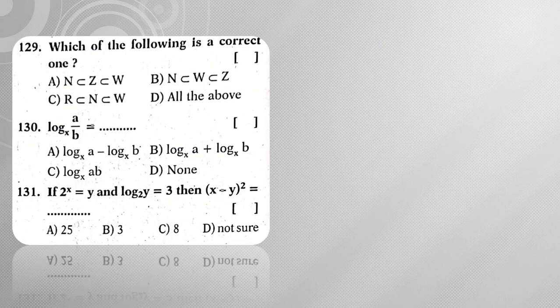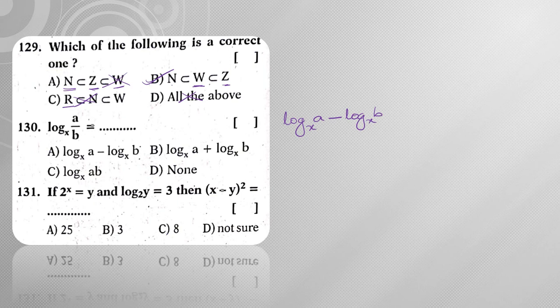Next, which of the following is correct? Natural numbers is a subset of integers, integers is a subset of whole numbers. So this is wrong. Next, natural numbers subset of whole numbers subset of integers. So this is correct. Next, real numbers subset of natural numbers subset of whole numbers. So this is also wrong. Hence all the above is also gone. Next, log of a by b to the base x. So I can write it as log a to the base x minus log b to the base x, by using the quotient rule.